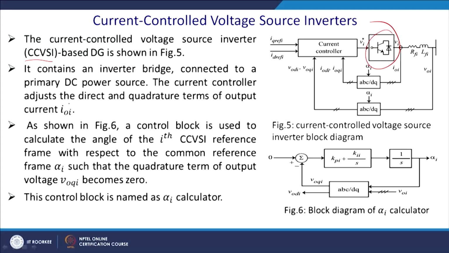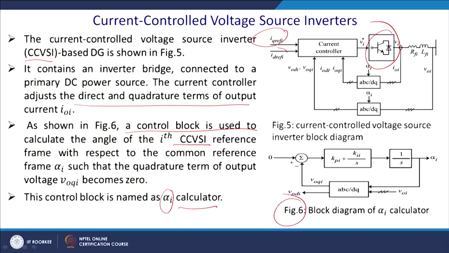The current controller adjusts the direct and the quadrature term of the output current IOI, as shown in figure 6. A control block is used to calculate the angle of the ith CCVSI reference frame with respect to the common reference frame alpha I, such that the quadrature term of the output voltage VOQI becomes 0. This control block diagram is named the alpha I calculator. So, we shall see how it works.